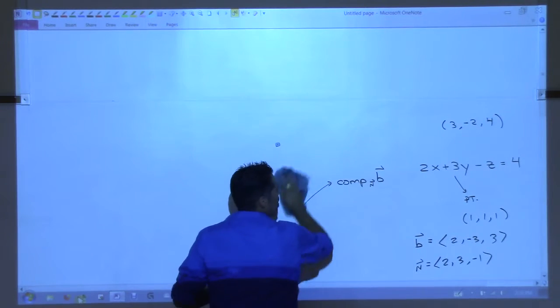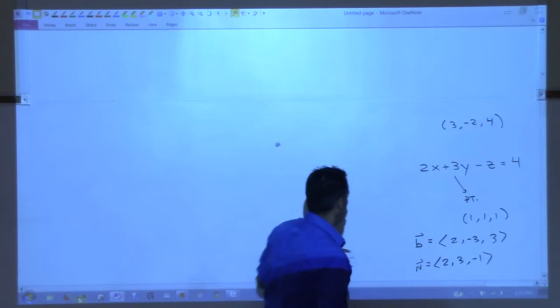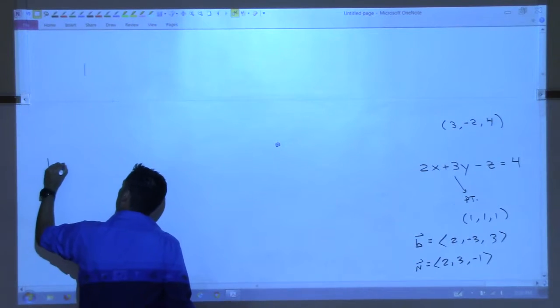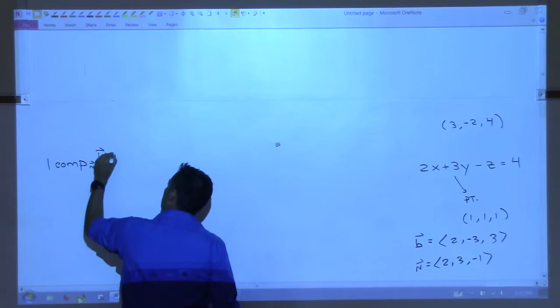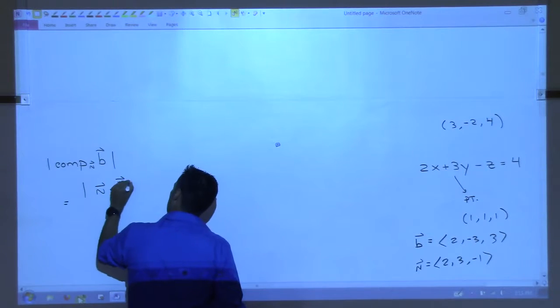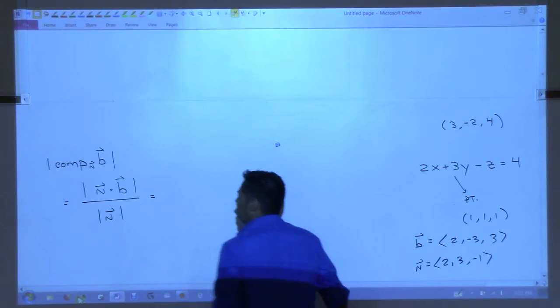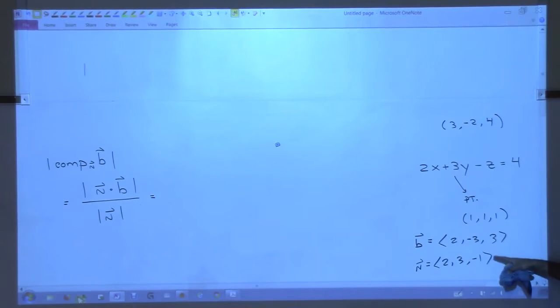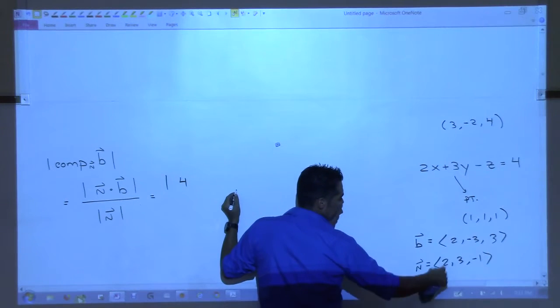So for this particular problem, if we want to know the distance between that point and that plane, we are going to take the magnitude of the component of b onto n, which is going to be the absolute value of n dot b over the absolute value or the magnitude of n. All right, so let's go ahead and let's dot these two. This is a pretty clean computation, right? Dotting these two vectors, we should get a number, right? And that number should be the number 4, right? We're just multiplying the components.